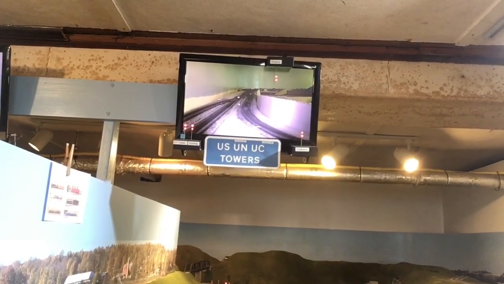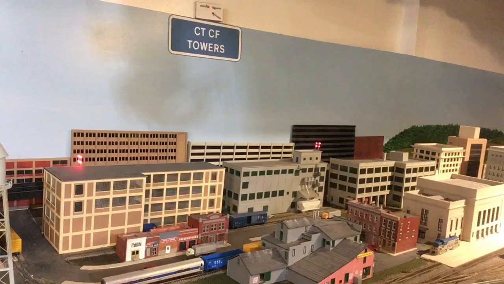Like the L towers, everything's behind the scenes. Again, you have to pay attention to the lights very carefully here. You will also need to let me know when you're clear of the junction.